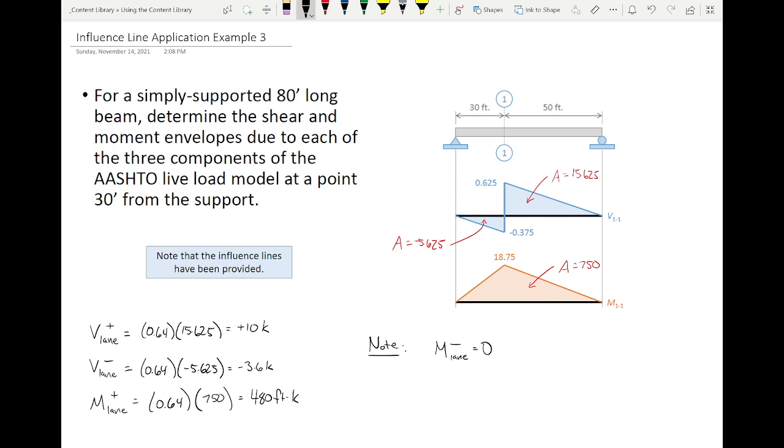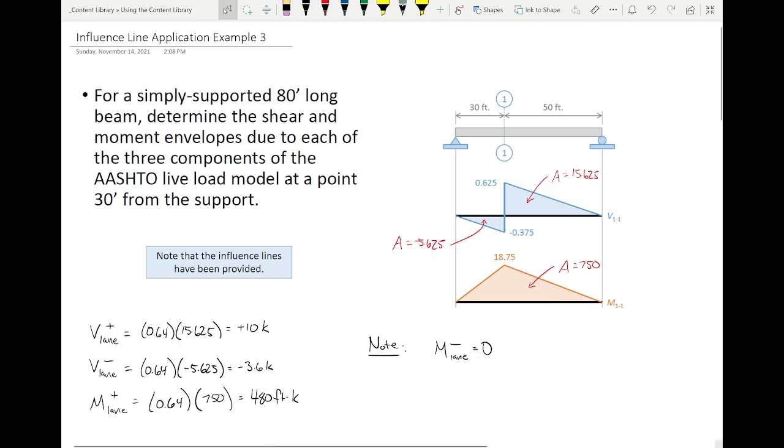Now, before we move on, are there any other conclusions that you think we can make? These are all going to be zero, right? Because there's nowhere that I can place a vertical load to generate negative moment at this point. So they're all zero. Does that make sense? Everybody with me on that? So hopefully that follows, okay? Everybody with me so far?